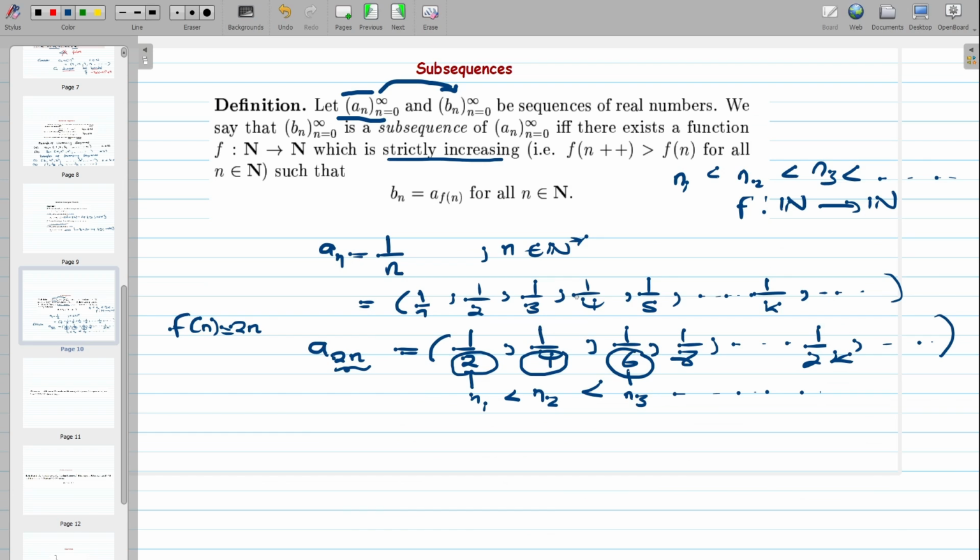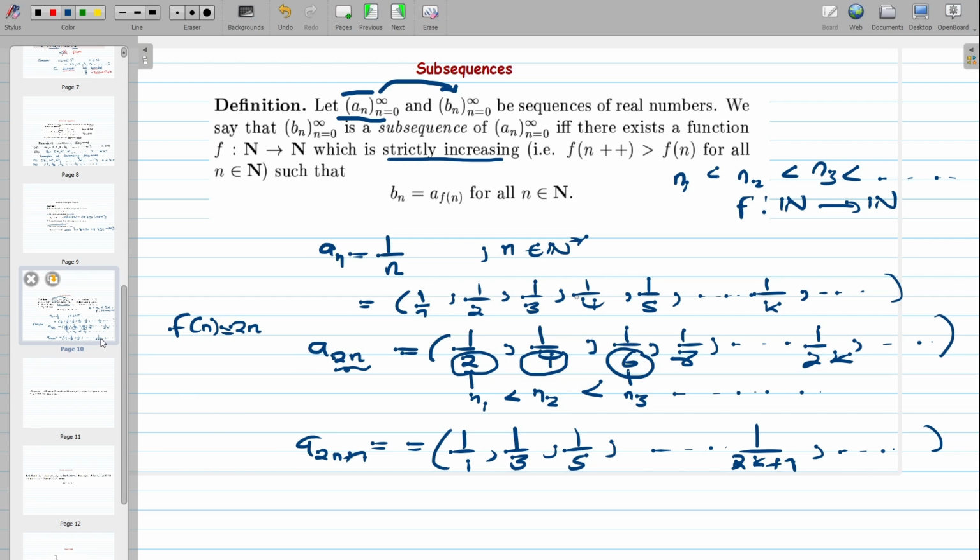And then we can also extract another useful sequence, which is the sequence a sub 2n plus 1, like so. Now, this is going to contain the odd values of n. So here we're going to have 1 divided by 1, 1 divided by 3, 1 divided by 5, and then 1 divided by 2k plus 1, and then the numbers keep on going. So we see that this is also an infinite sequence, and this is also an infinite sequence. So this is our b sub n, and this is maybe our c sub n, if you want to follow what is happening here.